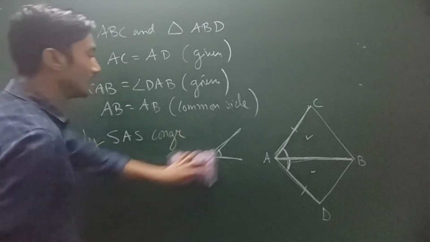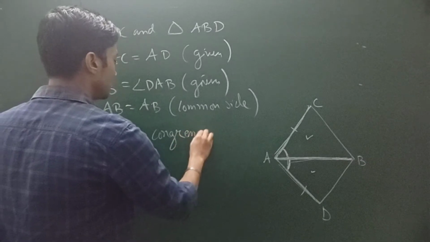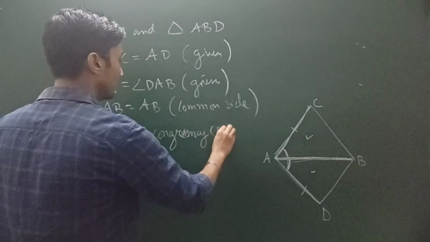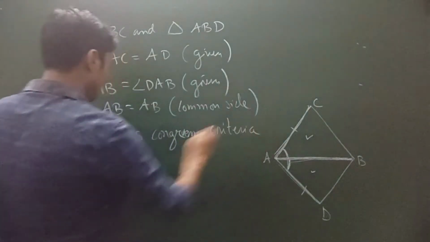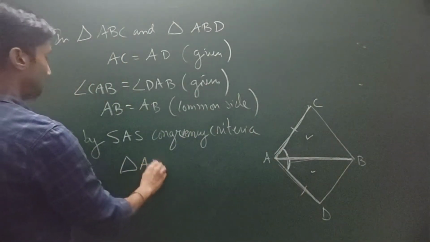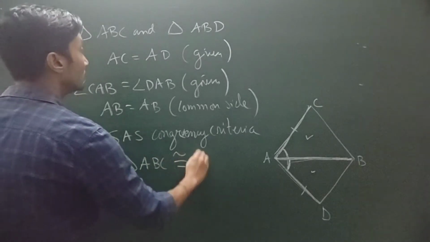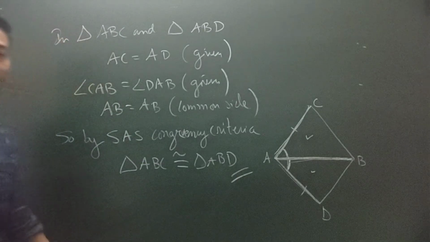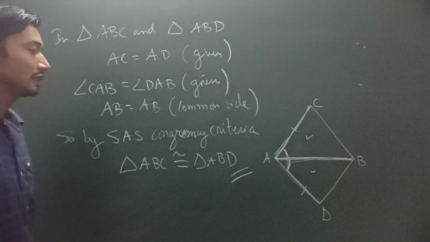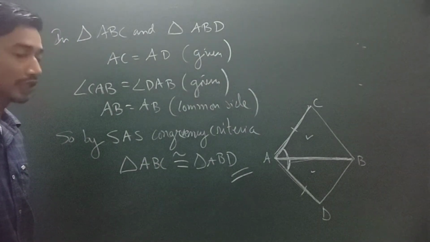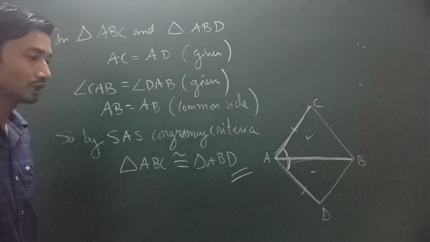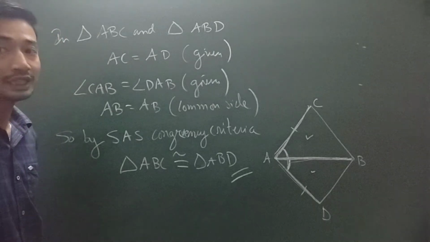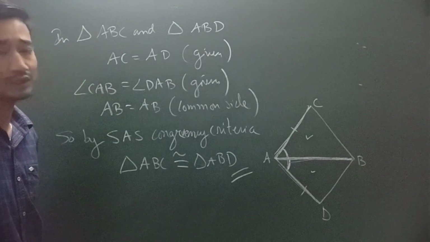Okay, first one I'll just write. Congruency criteria. Triangle ABC is congruent to triangle ABD. SAS, proved. That's it. Simple. So whenever you go for proving the congruency of two triangles, just try to prove it using any one of the three criteria. SAS, so you'll have to search for that only.